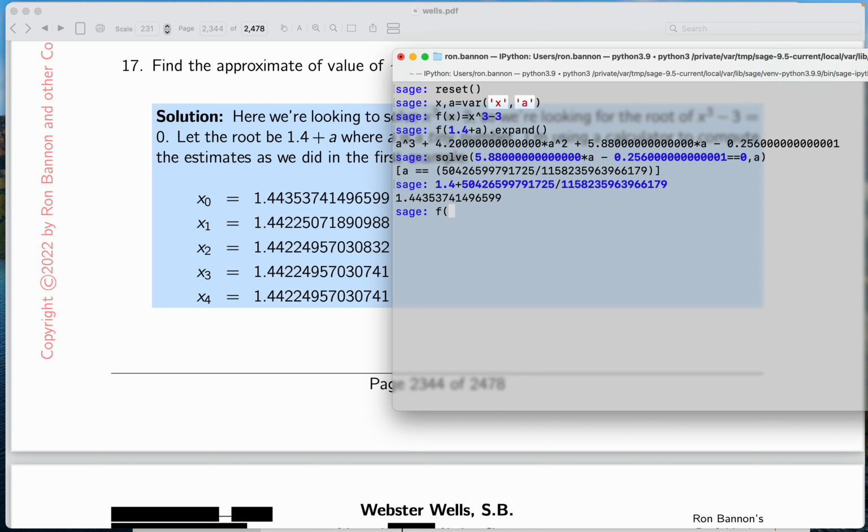So what do we do? f of that number plus a. We expand. And then I take the last two terms. These are the linear part of it. And I solve for the root of that. Again, the reason is that if a is a really tiny number, these first two terms are incredibly small. It's the last two terms that have an impact on the problem.